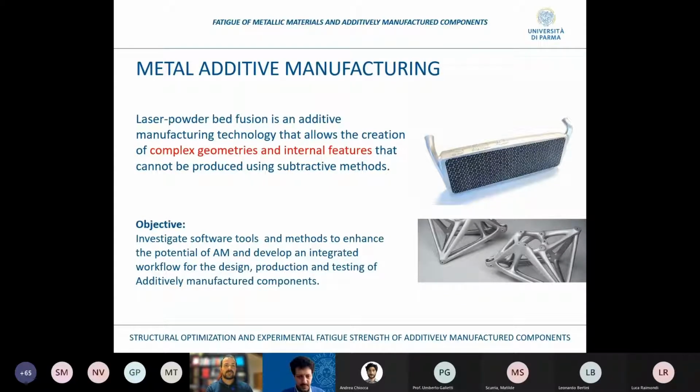Our objective is to investigate the software tools and methods that designers and technologists need to know, at least for enhancing the potential of additive manufacturing technology. Here we developed and want to propose an integrated workflow with the definition of the tools for the design, the steps to follow for the pre-production and production of the component, and the method for setting up a test to evaluate the mechanical properties of additive manufacturing components.